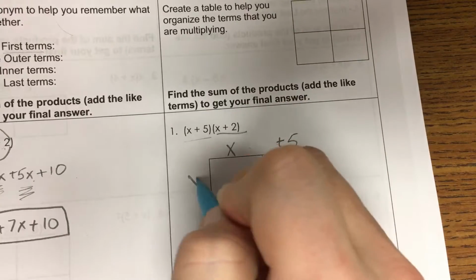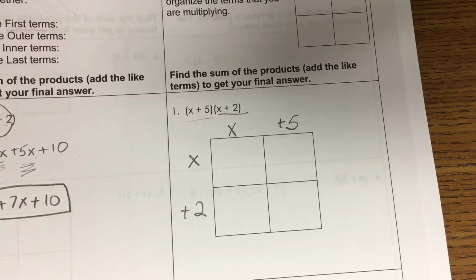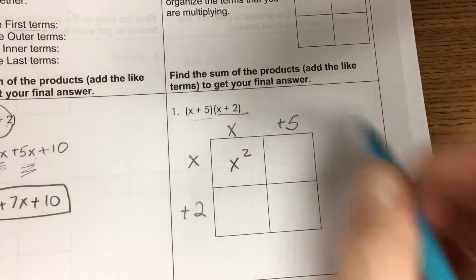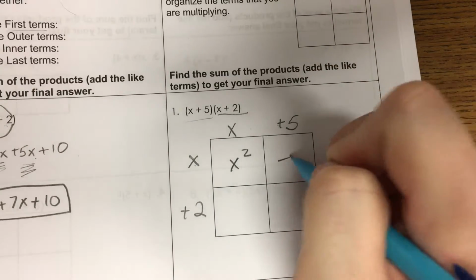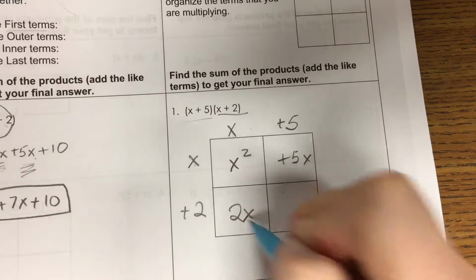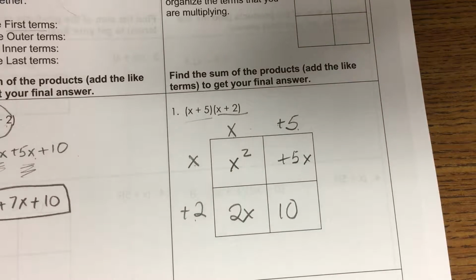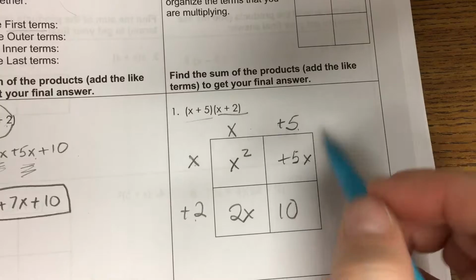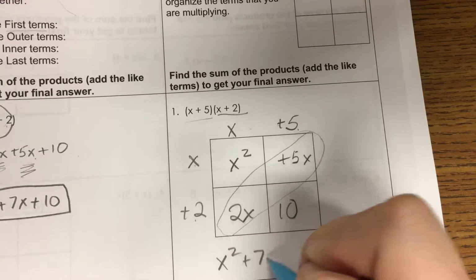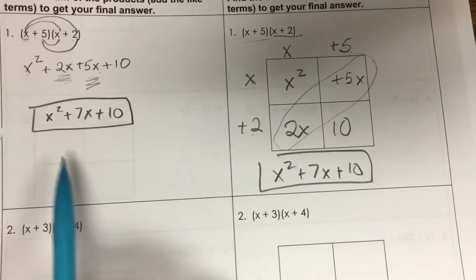and my second binomial. And I'm going to multiply it just like I would multiply a multiplication table. X times x is x squared. X times 5 is 5x. 2 times x is 2x. 2 times 5 is 10. Now, I'm going to put my like terms together. There they are. And I've got x squared plus 7x plus 10, just like I did over here.